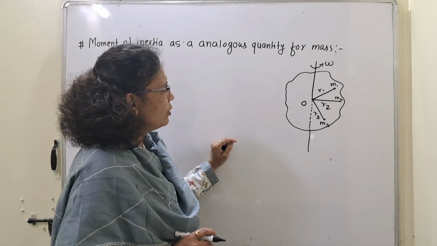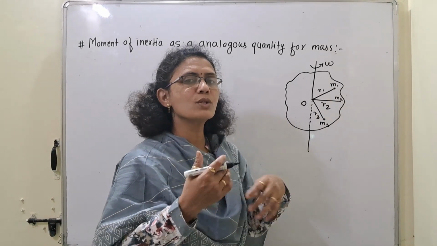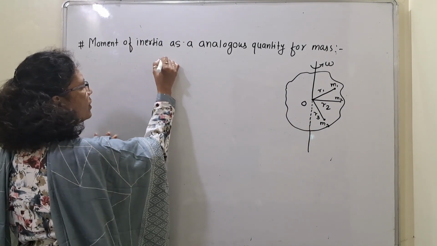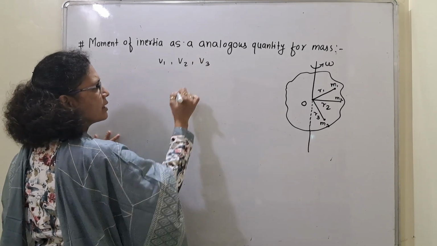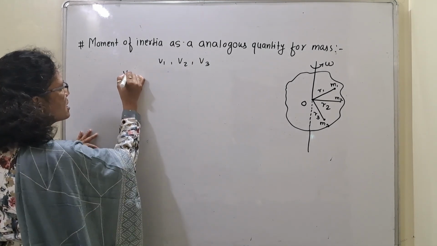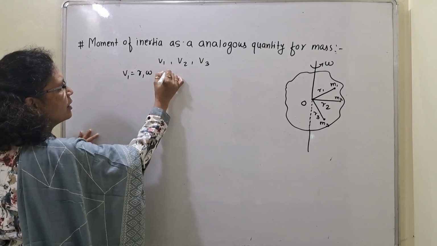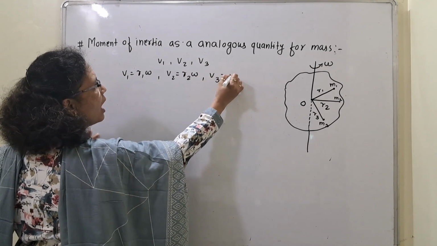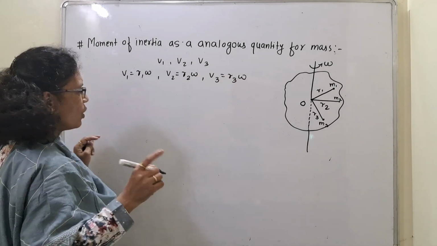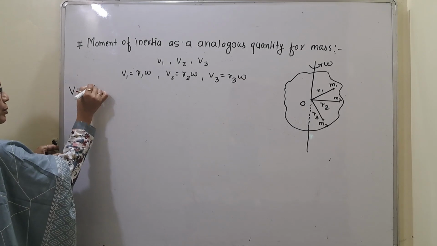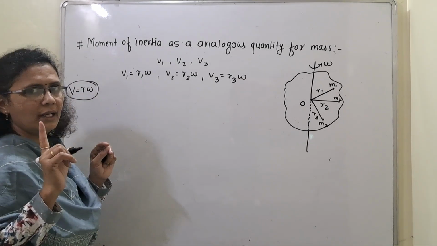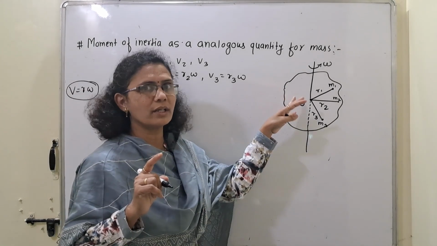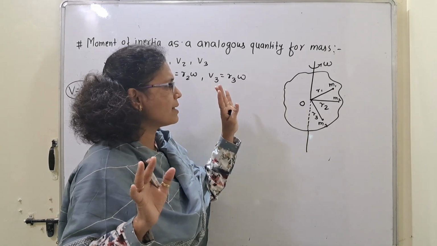Now every particle has its own linear speed. If I consider those speeds as v1, v2 and v3, what can I write? V1 is equal to r1 omega, v2 is equal to r2 omega, and v3 is equal to r3 omega, because v is equal to r omega. We have discussed this in the first lecture. But omega will be constant for this rotating body. For UCM, omega remains constant.